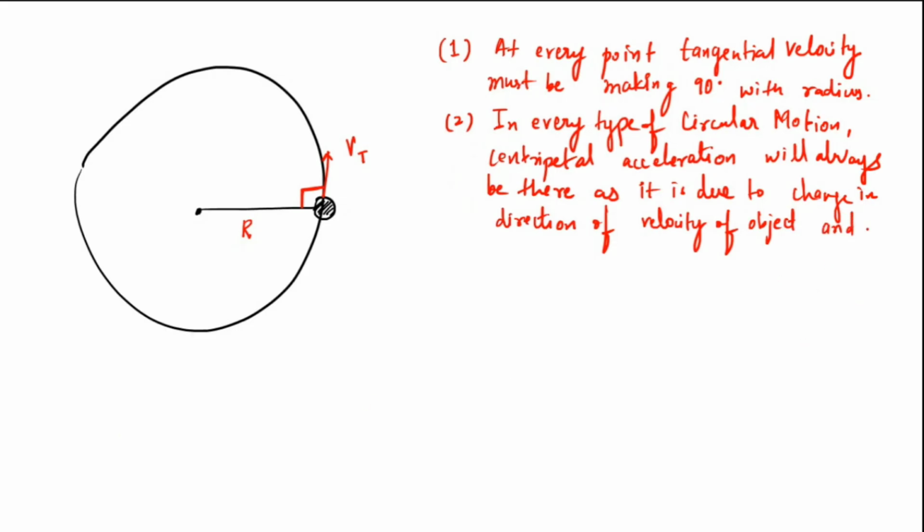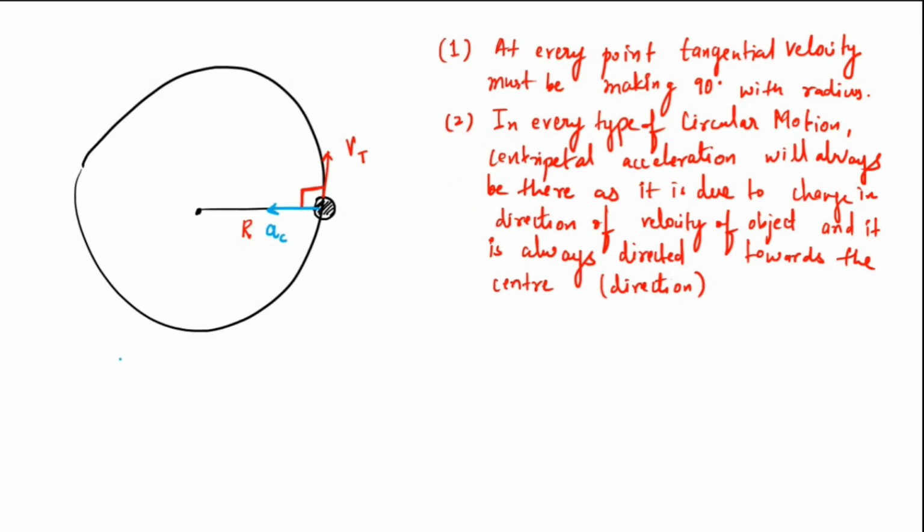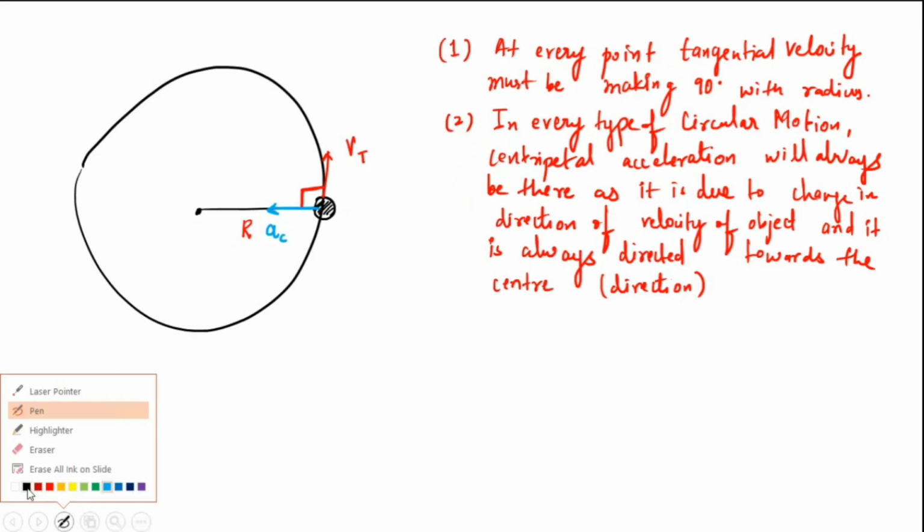And it is always directed towards the center. So this is its direction, and this is also important. What is the direction of centripetal acceleration? It is always directed towards the center. So we can represent here that centripetal acceleration must be directed towards the center, like that. Next point.